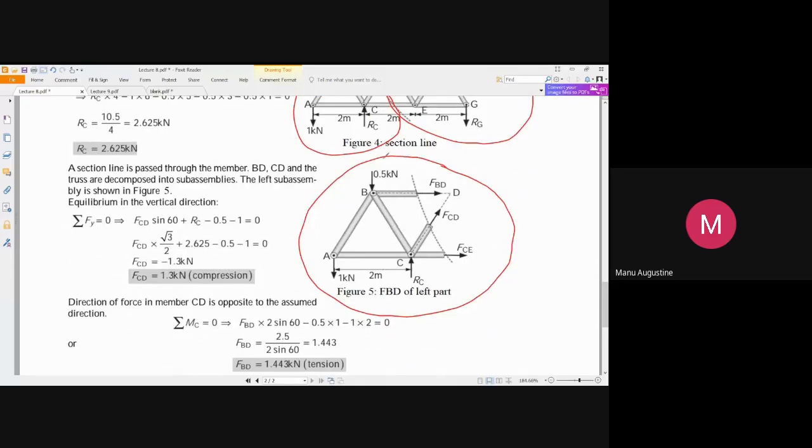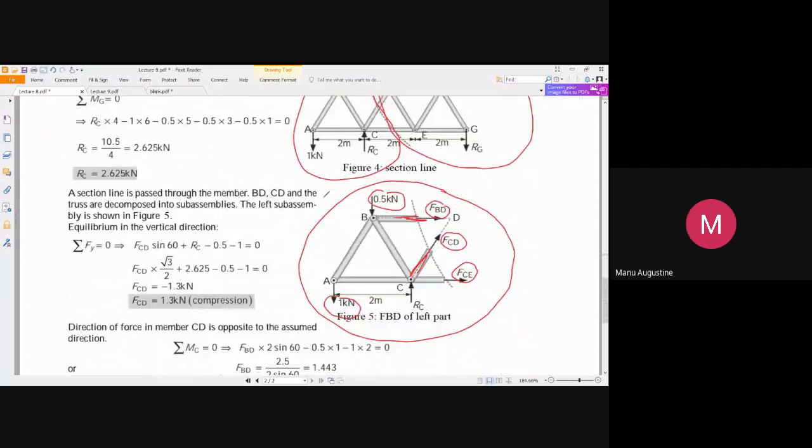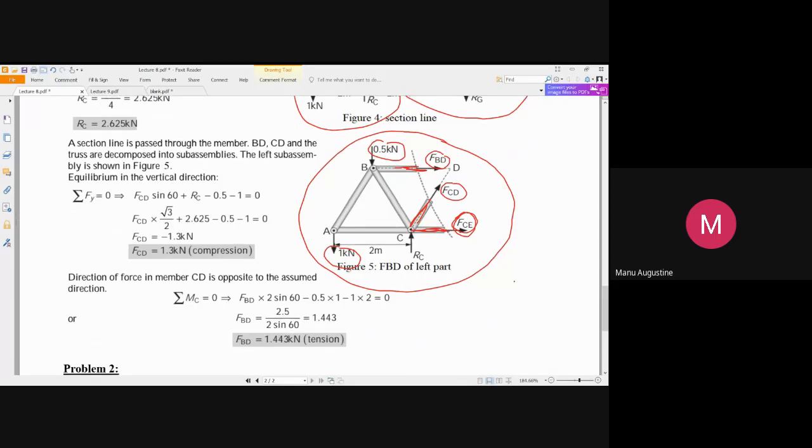But now look at the left part. In the left part, this force is known. This force is known. This obviously we have to find out because this is the force inside a member. This obviously we have to find out because this is again a force inside a member. This is appearing in the free body diagram, but this is not required for you to find. Why? Simple, because it is not asked in the question. But maybe at some point of time, you might have a need to find this also. But we will see when the equations develop whether we have to find this or not. But anyway, this is an unknown value.